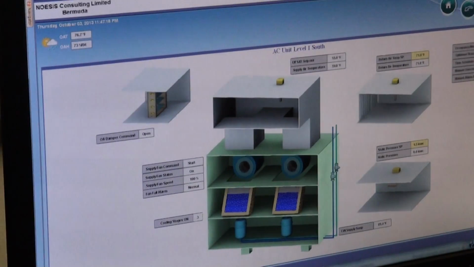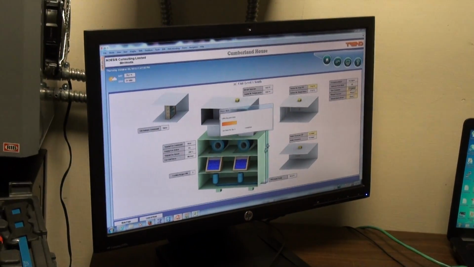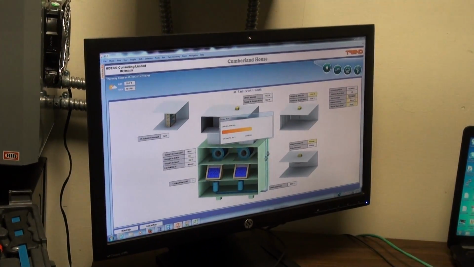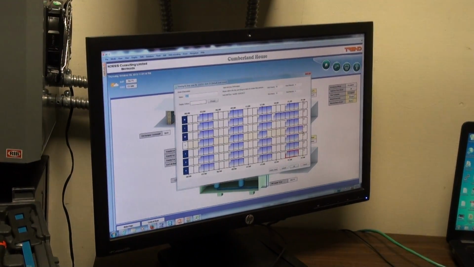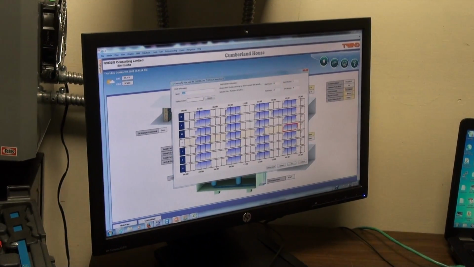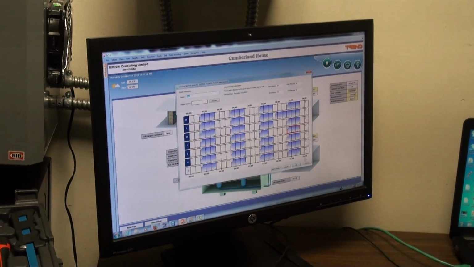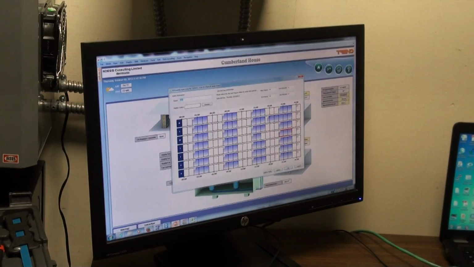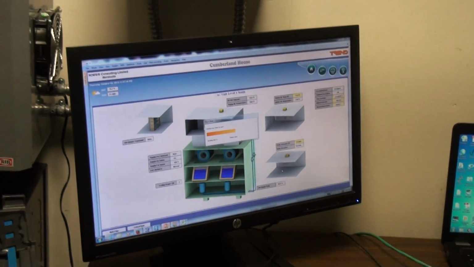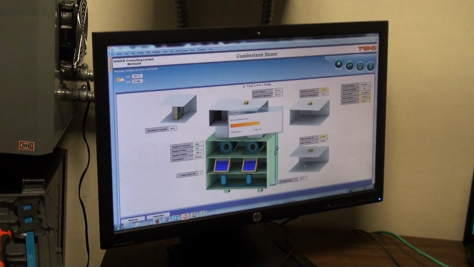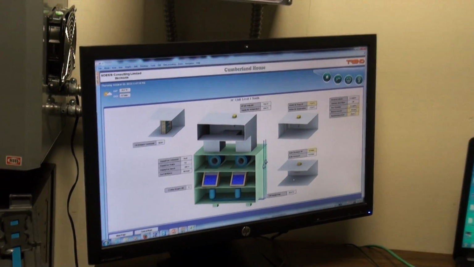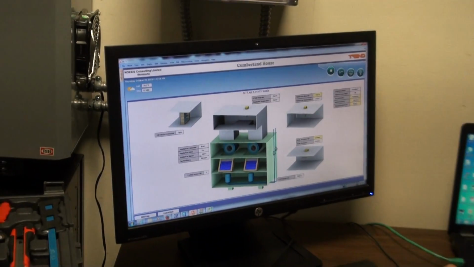So now we're going to take it out of occupied mode. And we're going to shut the system down. And we basically just do that. We've changed the time schedule. We go OK. It downloads into the system. And within a few minutes, this should all go to 0.